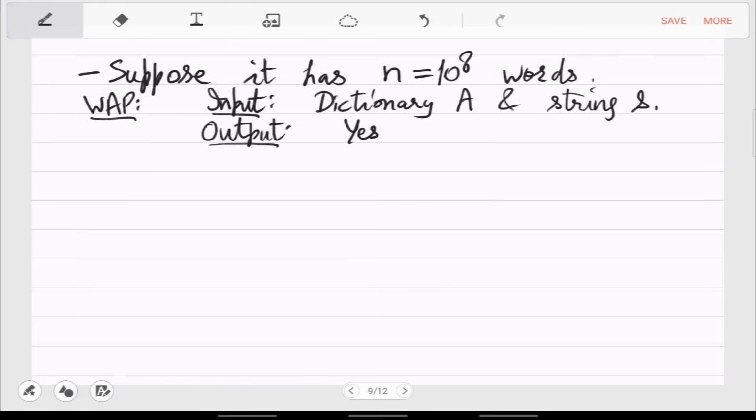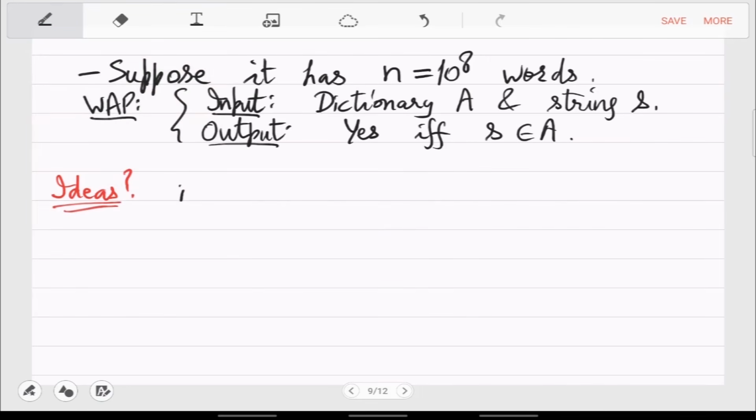yes if and only if S is present in the dictionary. Or in other words, you want to reach the place where S is present in the dictionary. If it is not present, you have to say that it is absent. It's an illegal word, illegal string. Or if it is present, you say that it's a legal word. Right? So what are the ideas here?